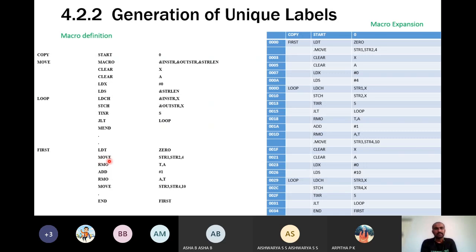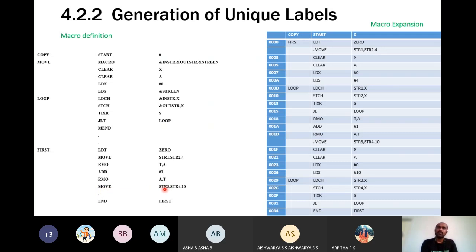This is where I am calling this macro, which is move, followed by passing the 3 parameters, which is string 1, string 2 and 4. The length of string 1 is 4 characters. I'm passing from string 1 to string 2. Again I'm calling the same macro for the second time.